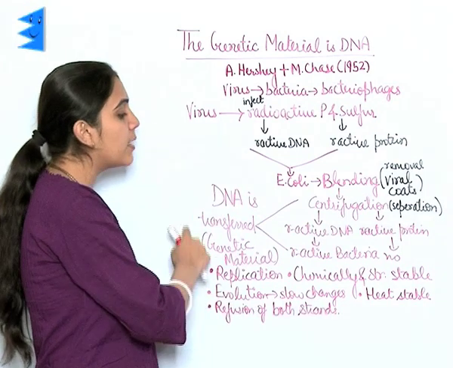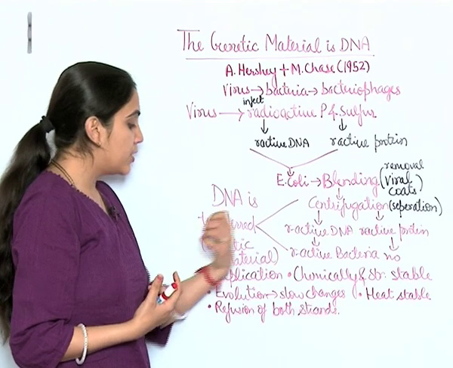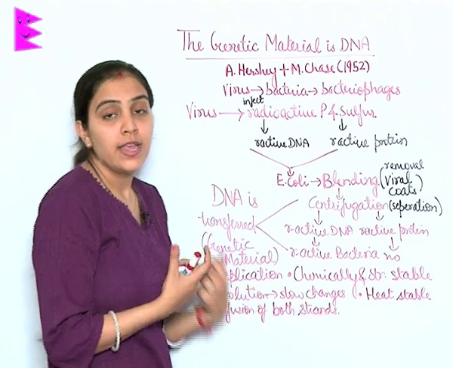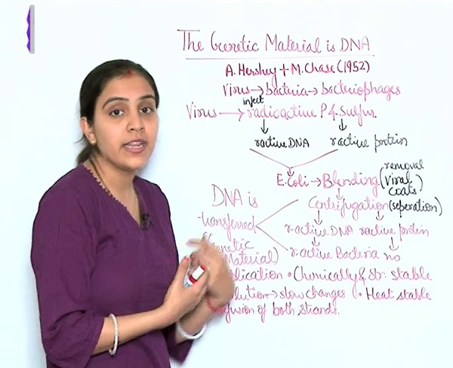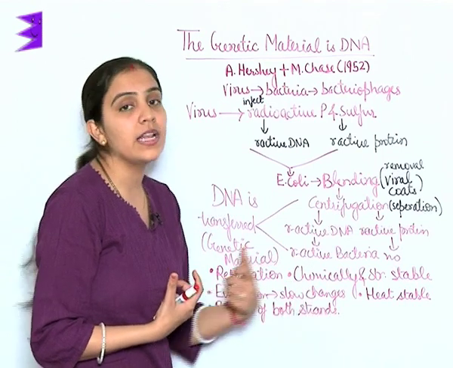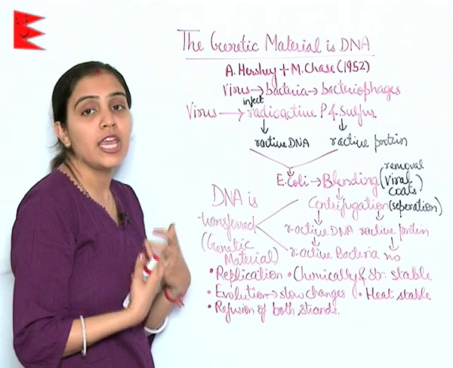Now, what are the properties of the genetic material? The genetic material should have the property of replication. That is, it can replicate and bring in replicas. It should be chemically and structurally stable. It should have scope for evolution.